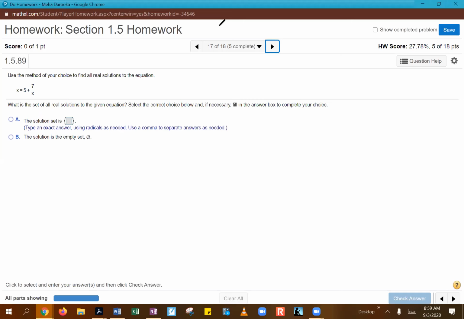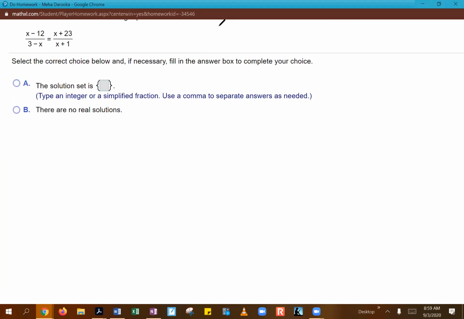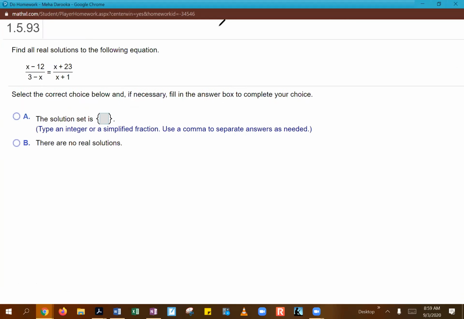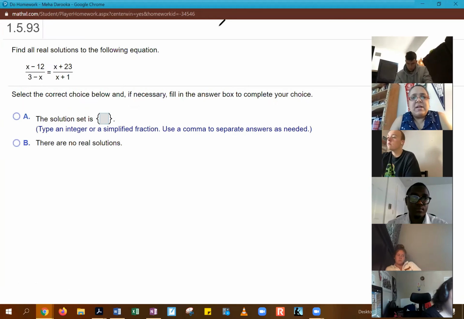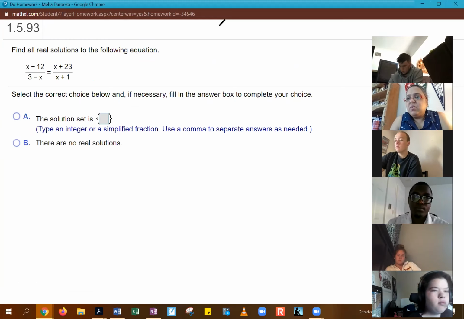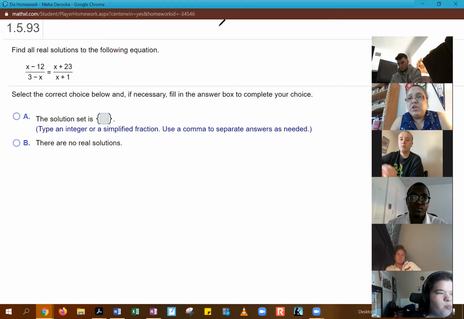Okay, let's make this guy smaller. And then this example should look a little bit familiar to you, because we had done something similar to this example in, I think it was section 1.1. So use the same techniques, which is basically use cross multiplication. So multiply your x minus 12 with x plus 1, you know, FOIL that. On the other side, you will multiply x plus 23 with 3 minus x, FOIL that. And then, of course, try and get your terms together and solve your equation accordingly.